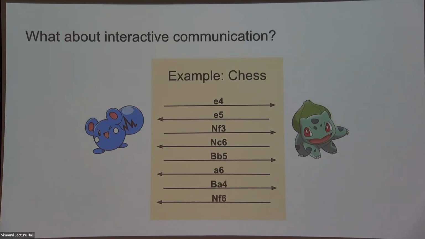So one example of an interactive protocol is the game of chess, right? So Alice and Bob are going to take turns making moves. And they're going to send their moves to each other. And by the end of the game, they'll have a game state in mind, and they'll decide on who wins and who loses.